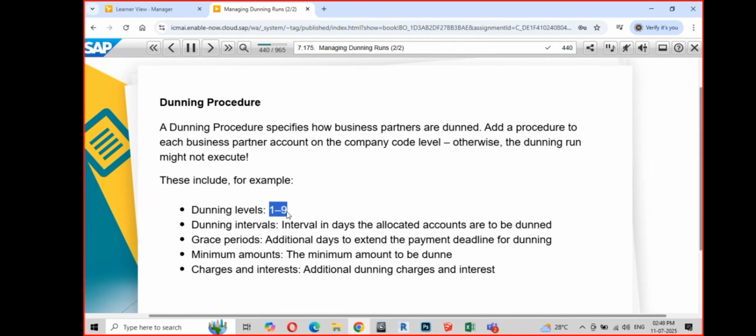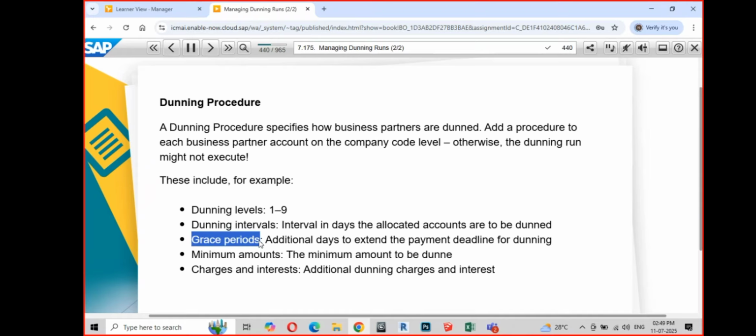You're okay with this now? 1 to 9. So the minimum times the customer can be informed about his outstanding is 1. The maximum is 9. Okay. Now what happens? I was talking to you about the grace periods also. I think this also should not be new to you now. Minimum amounts. Now, what is the concept of minimum amounts?